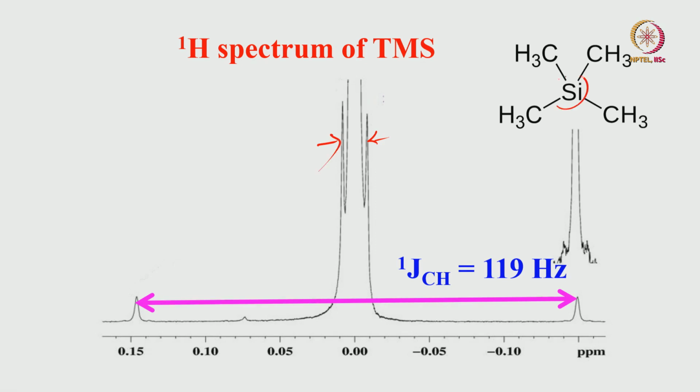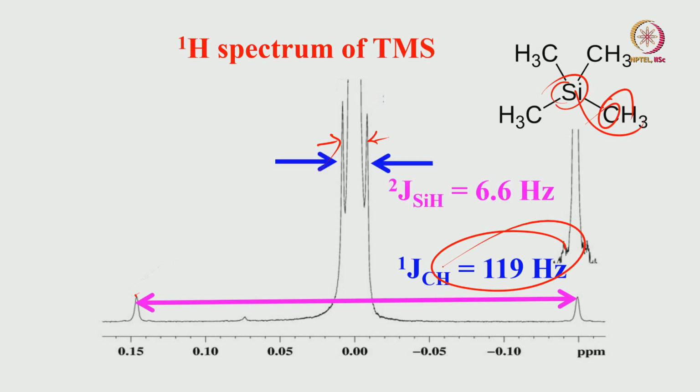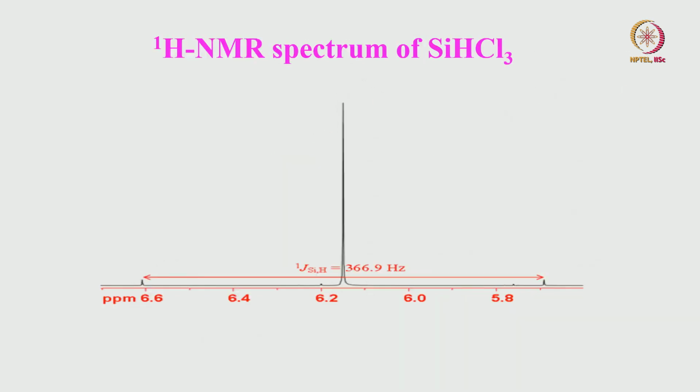There are 2 less abundant spins here, silicon and carbon. Both of them can couple to the proton. This is a 1 bond carbon proton coupling, this is a 2 bond silicon proton coupling. So, the 1 bond carbon proton coupling you can get as nearly 119 hertz, whereas this 2 bond coupling is 6.6 hertz. You got everything. Very easily you can measure coupling between a less abundant spin and an abundant spin from the satellite spectrum.